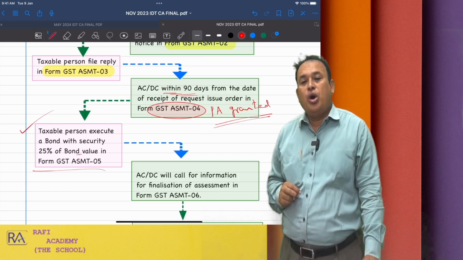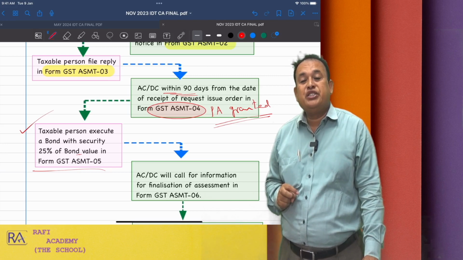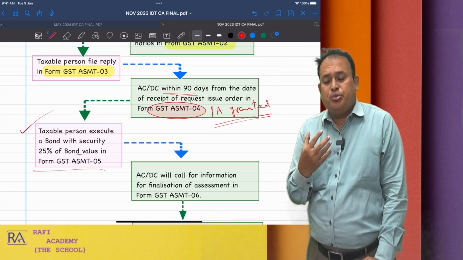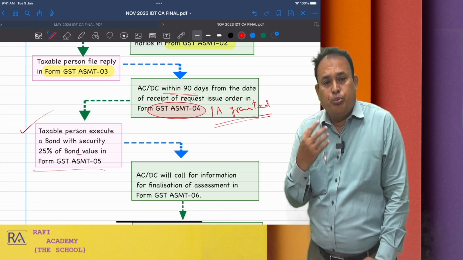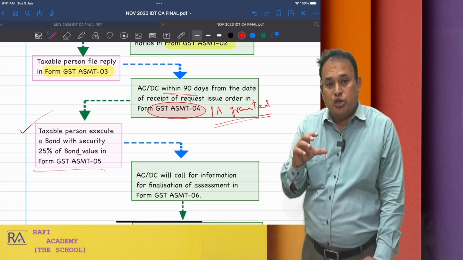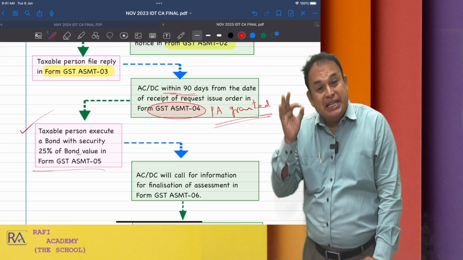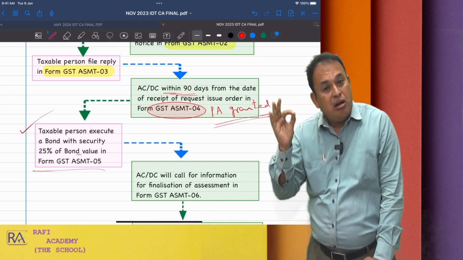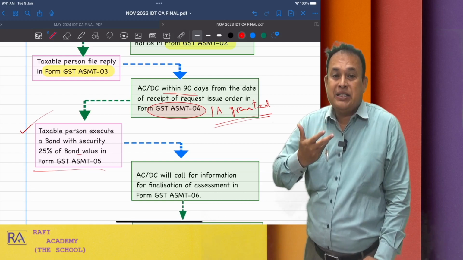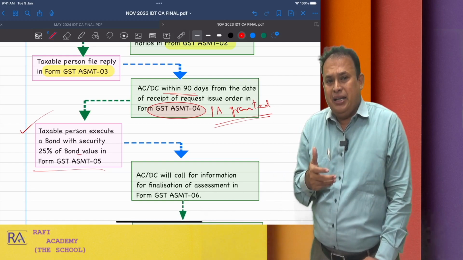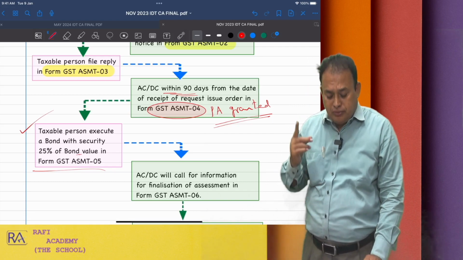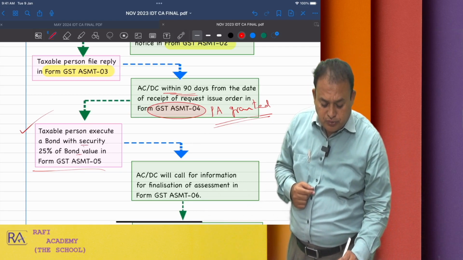What do you mean by this? How to understand that the taxable person executes a bond? What is a bond? A bond is nothing but the taxpayer binding himself to pay the amount determined by the department officer, for which he executes a bond. Such a bond should be executed by the taxpayer in favor of the President of India, or on behalf of the President of India, any officer of the central tax. On demand, I am bound to pay. Like that, myself binding is called a bond, and myself binding is not so credible. Therefore, the department says that you are required to give a security also, 25% of the bond value.